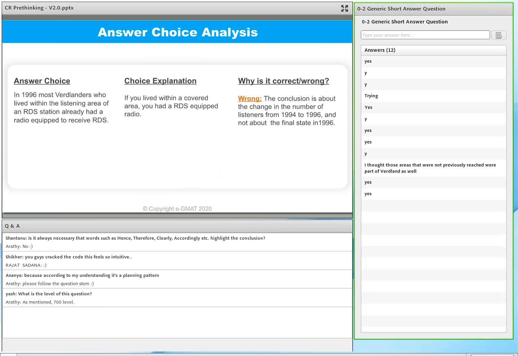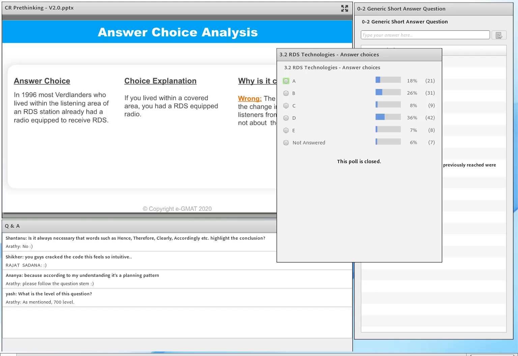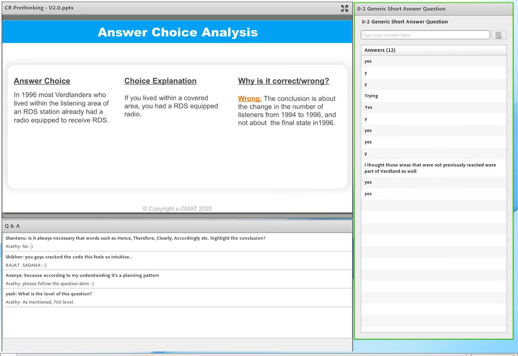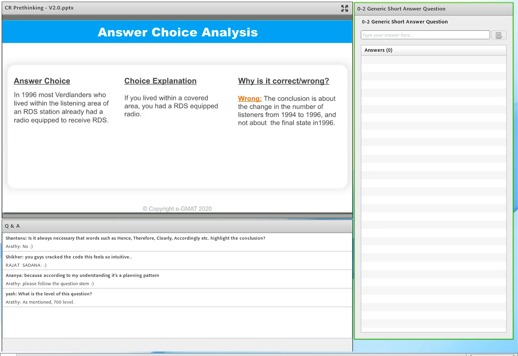Let's look at choice B. Choice B was very popular, and it's a beautiful demonstration of that must be true condition. 26% of you chose choice B. Let's translate choice B. It says, in 1996, most Worlanders living within a listening area to an RDS station had the right kind of radio. If you were to put this in an equivalent piece, it says most of you today in this session have a 5G phone. That's what it's saying. Now, what's my conclusion? What is my conclusion, guys?